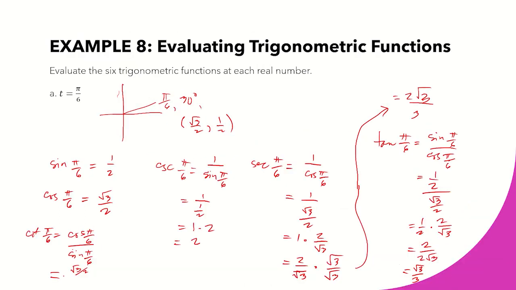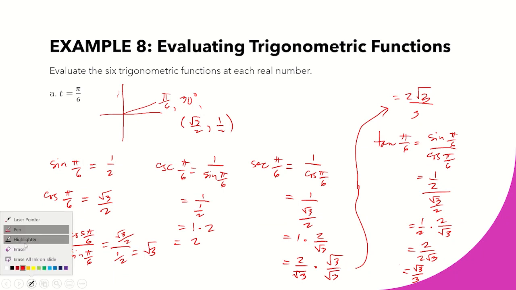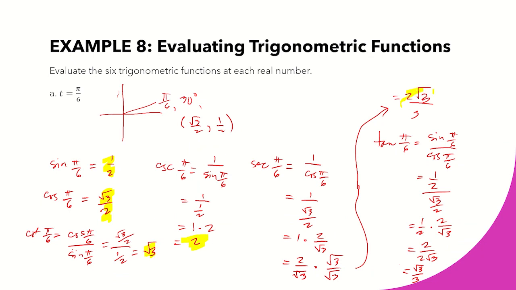Okay, dito ko na lang ilalagay. Square root of 3 over 2 over 1 half. And if you will simplify that, you'll end up with square root of 3. So those are our results: 1 half, square root of 3 over 2, square root of 3 over 3, 2 square root of 3 over 3, and square root of 3.